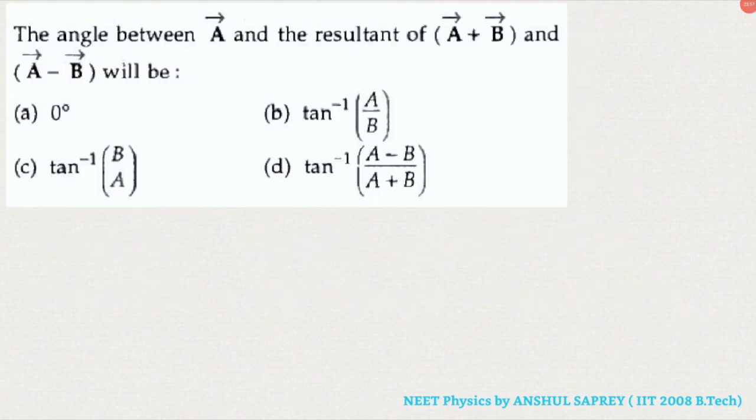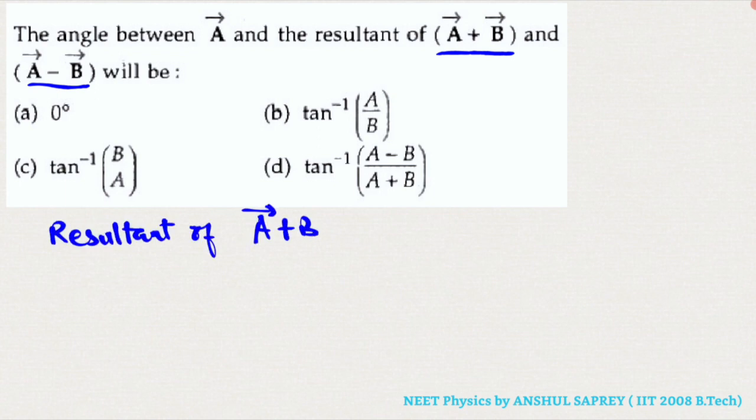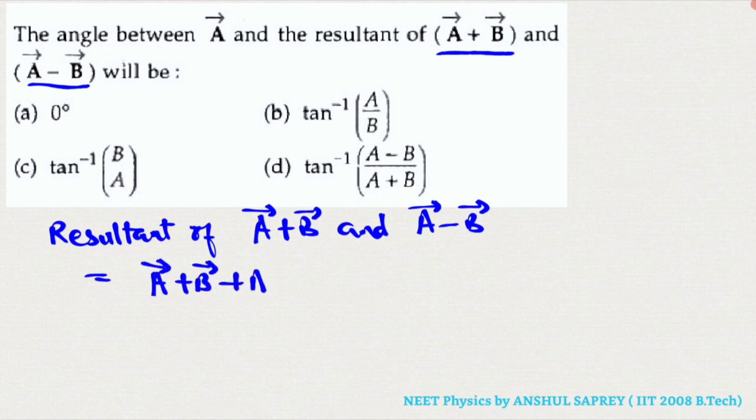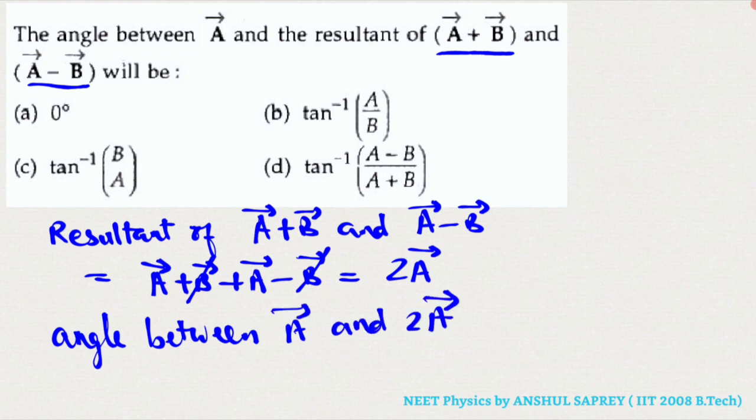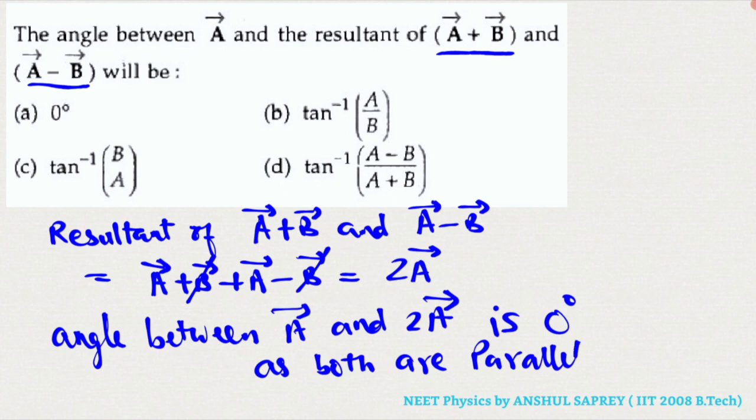Next question. We have to find the angle between A vector and the resultant of A plus B and A minus B. So first of all, let's find the resultant of A vector plus B vector and A vector minus B vector. That will be equal to A vector plus B vector plus A vector minus B vector. B vector and minus B vector cancel. We'll get 2 times A vector. Now the angle between A vector and 2A vector will be 0 degrees as both are parallel. So correct option is A.